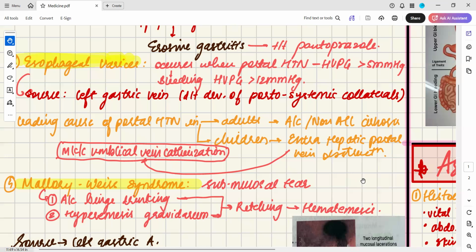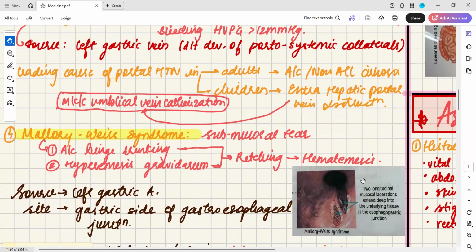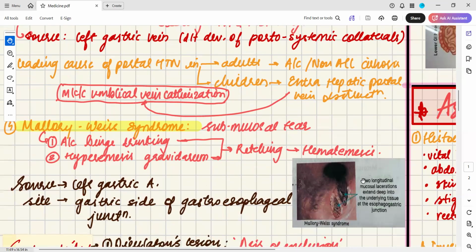The last and very non-threatening disease is Mallory-Weiss syndrome. It is basically just a tear in the mucosa. It can be due to alcohol binge drinking or hyperemesis gravidarum, which can both lead to retching, and the patient can present with hematemesis. Here also the source is the left gastric artery, and the site is the gastric side of the gastroesophageal junction. As you can see in the image, there are longitudinal mucosal lacerations near the esophagogastric junction.